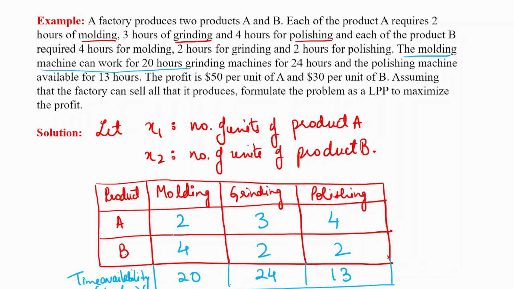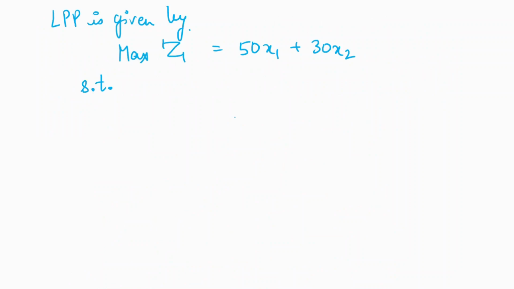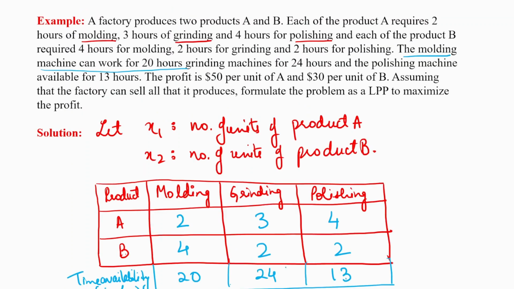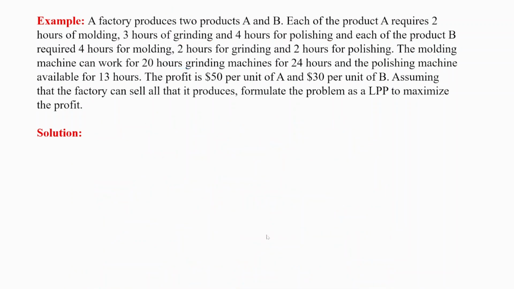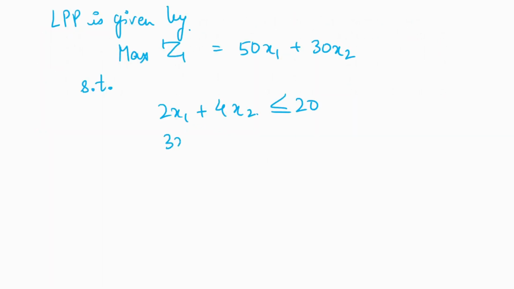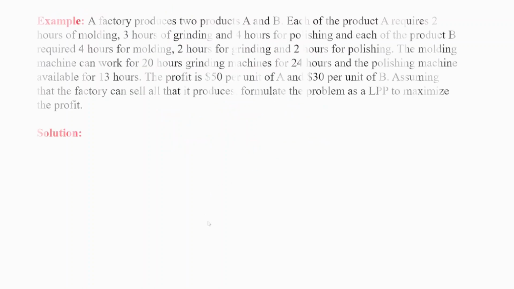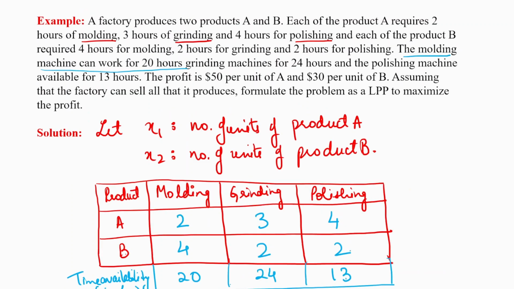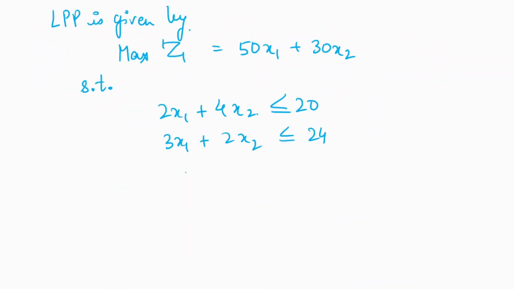The total number of hours available to us is 20 hours for molding, so this would be 2x1 plus 4x2 less than or equal to 20. Now for grinding, we have 24 hours only. So 3x1 plus 2x2 is less than or equal to 24. Lastly, for polishing, 4x1 plus 2x2 is less than or equal to 13.